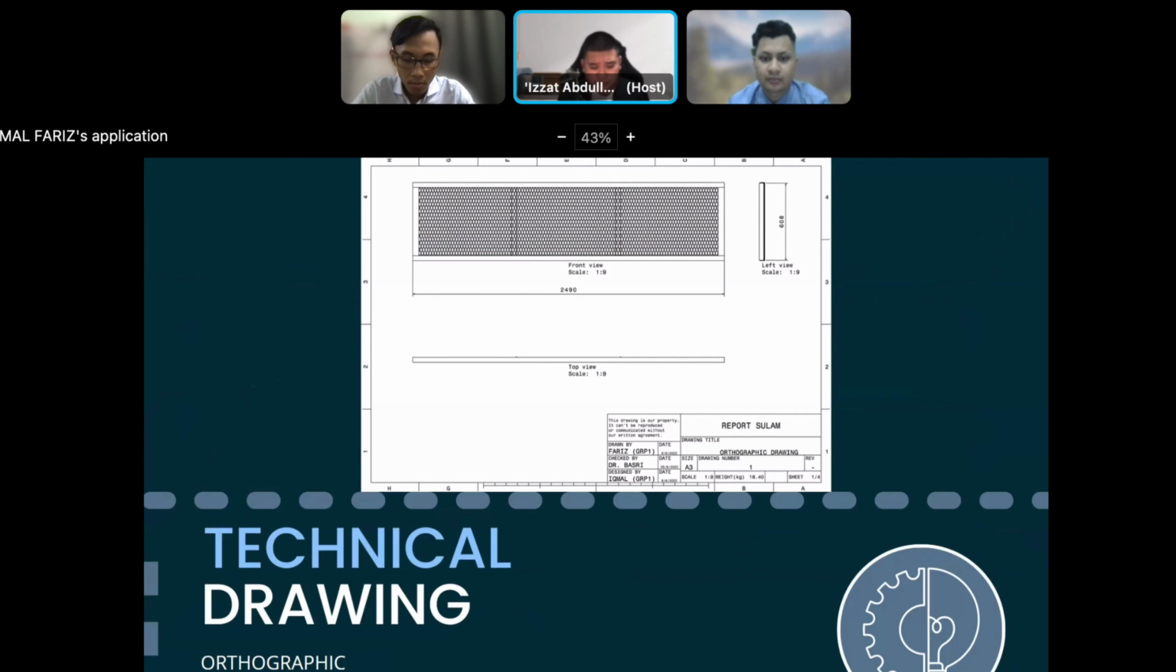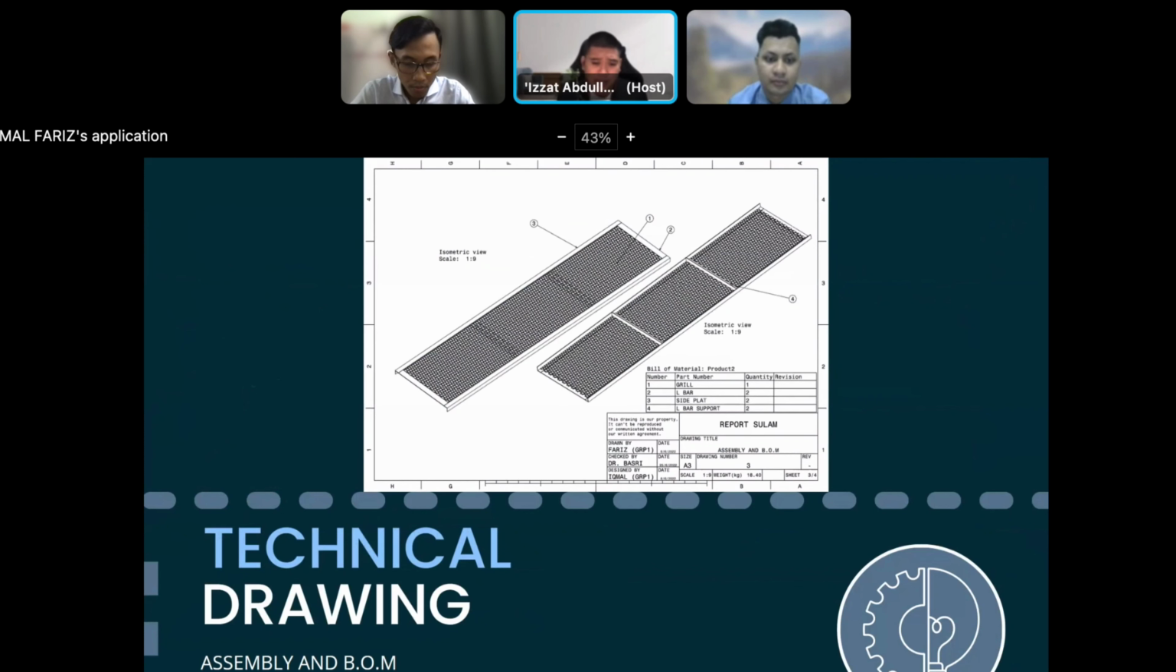Next is about assembly and bill of material. As you can see, we have a few parts. We have 4 parts: the grill part, the L bar, the side plate, and also the L bar support. For the grill part, we only use 1. For the L bar, we use 2. The side plate, we use 2. And also the L bar support, we use 2.